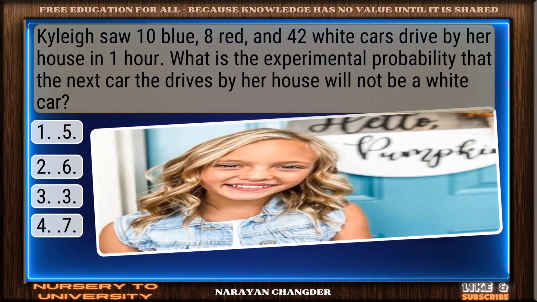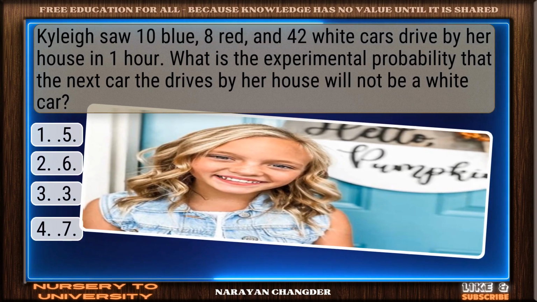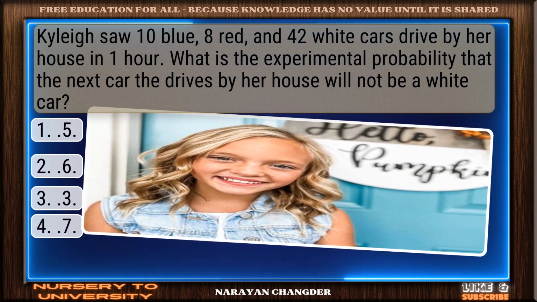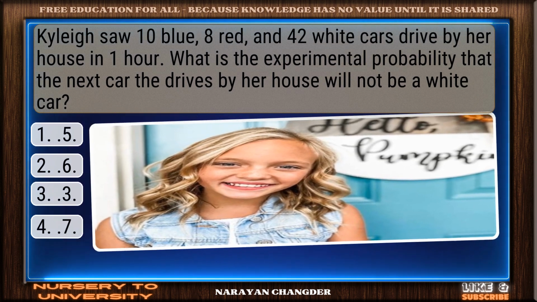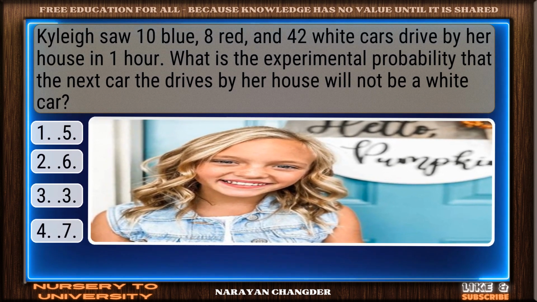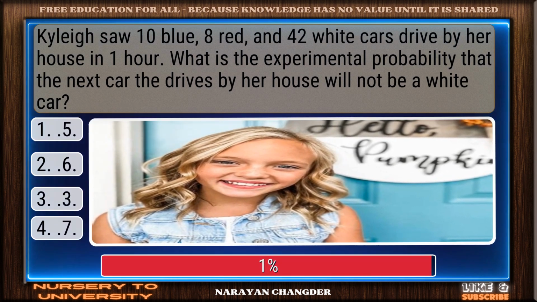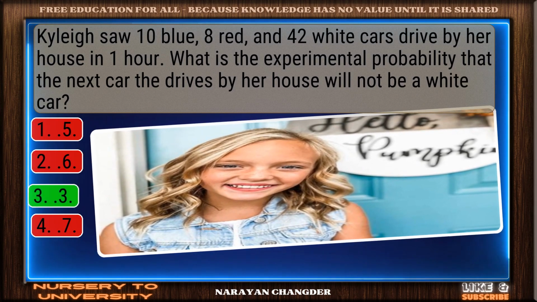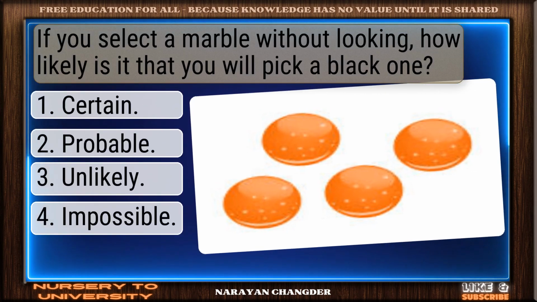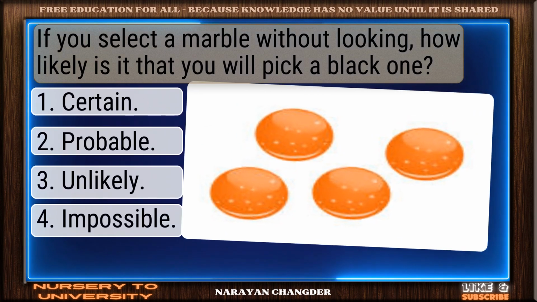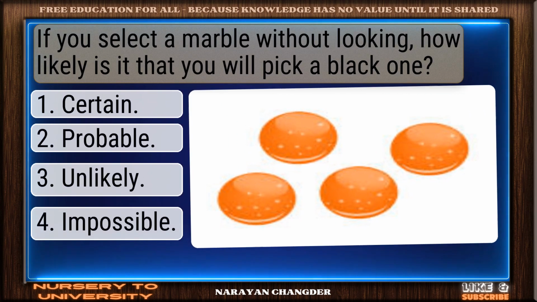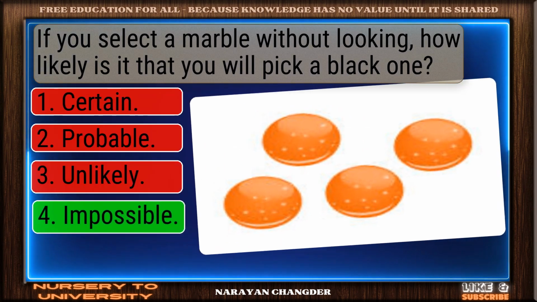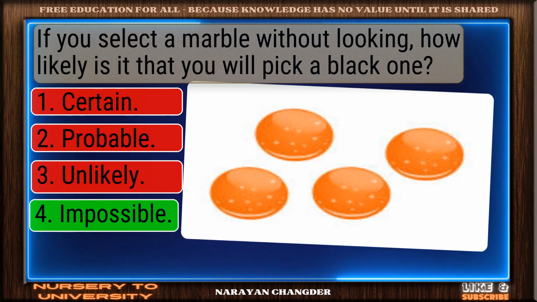Kylie saw 10 blue, 8 red, and 42 white cars drive by her house in 1 hour. What is the experimental probability that the next car that drives by her house will not be a white car? Well picked. 0.3 is correct. If you select a marble without looking, how likely is it that you will pick a black one? Right choice. Impossible is best.